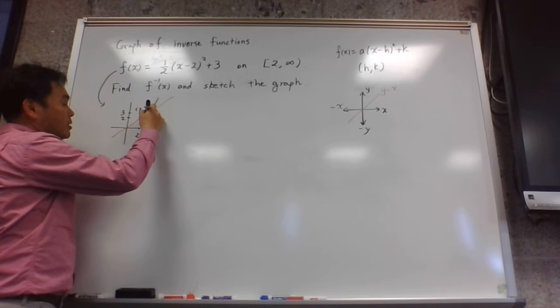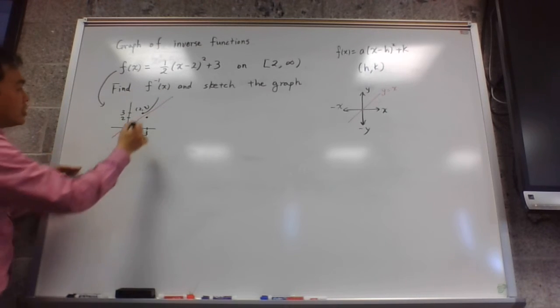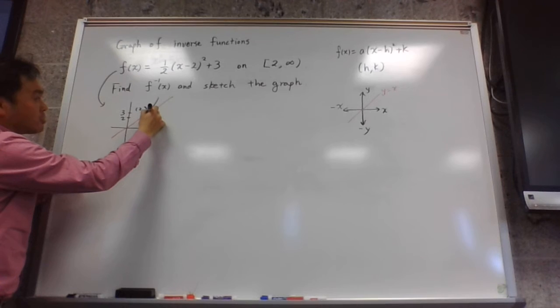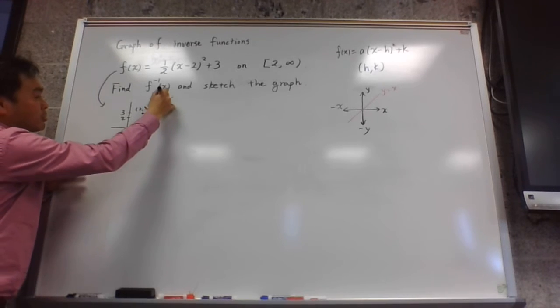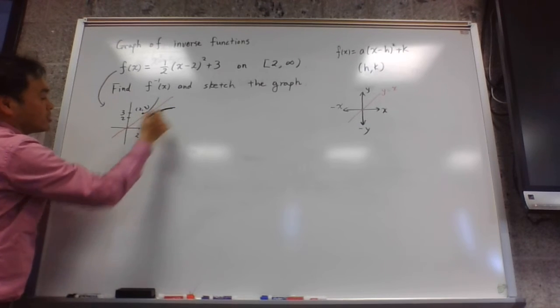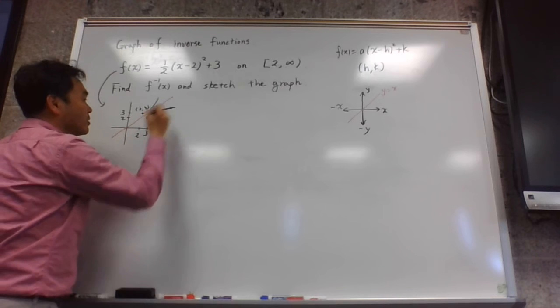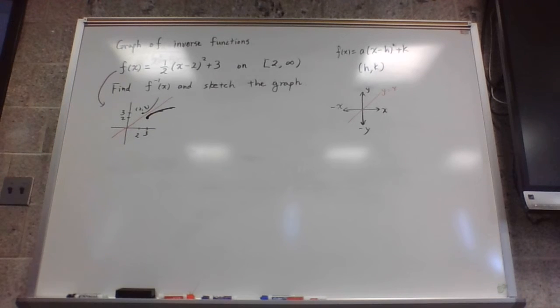And it has to be symmetric here. So if this thing goes closer, this should also go closer. If it goes further away from this line, it has to go further away from this line. So you end up with this curve. So that's the graph of the inverse. Okay?